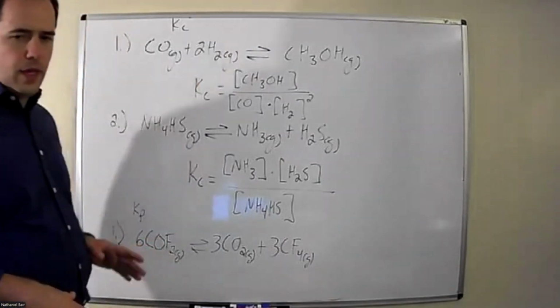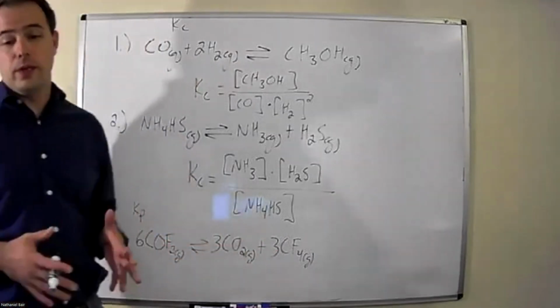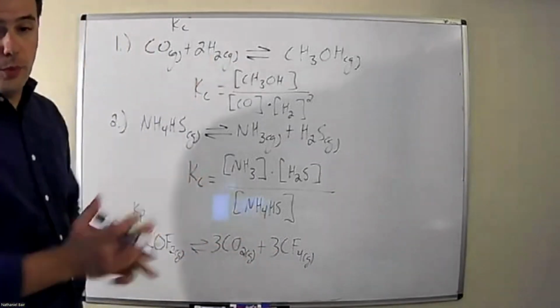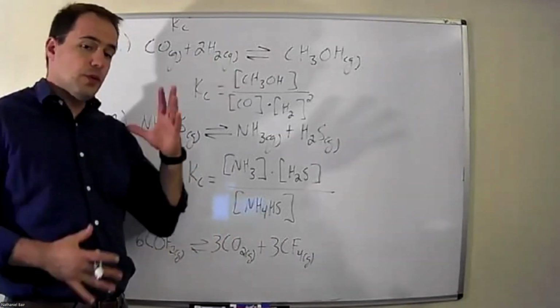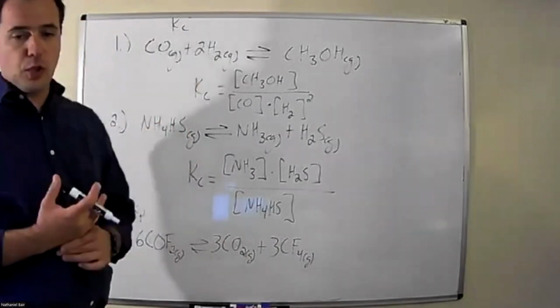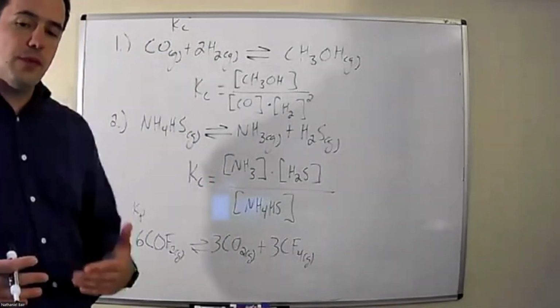Now, we said that you can plug in partial pressures instead of molarities and get an equilibrium pressure constant. And we said there is an equation that allows you to convert between equilibrium concentration constant and pressure constant. You do have to make sure that you're plugging those partial pressures in atmospheres.